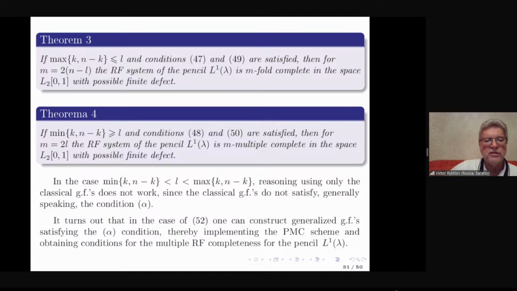It turns out that in the case of 52, one can construct generalized generating functions satisfying the alpha condition, thereby implementing the PMC scheme and obtaining conditions for the multiple root function completeness for the pencil L1 of lambda.